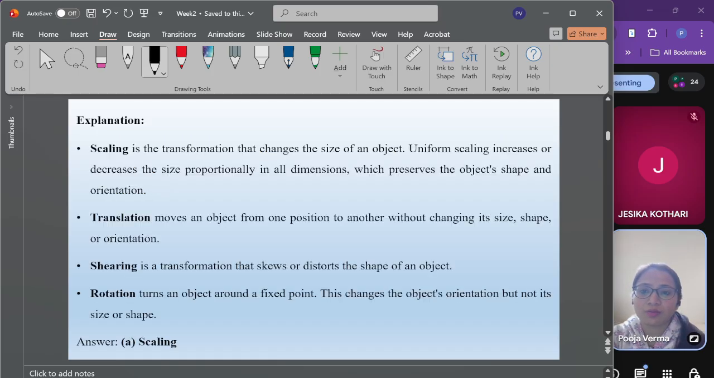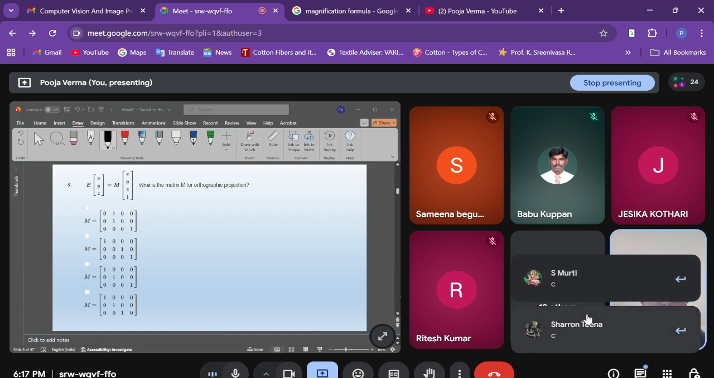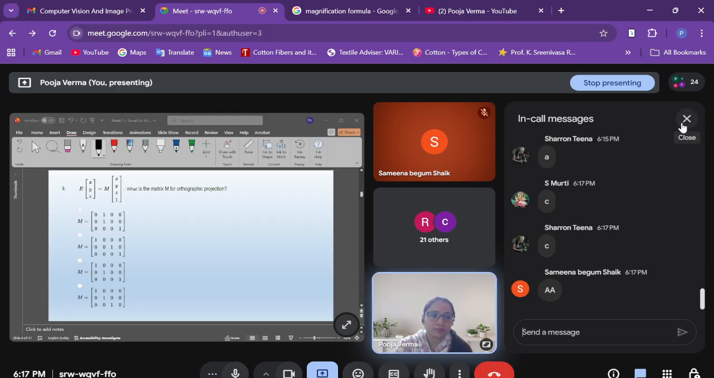So now moving to our next question. Our next question is like these matrix equations are given. What is the matrix M for orthographic projection? It is given E x y z is equal to M x y z 1. What is the matrix M for orthographic projection? Okay, options. C and A options are coming.